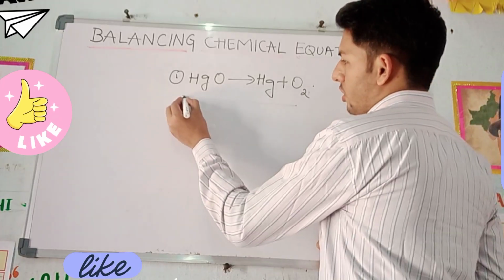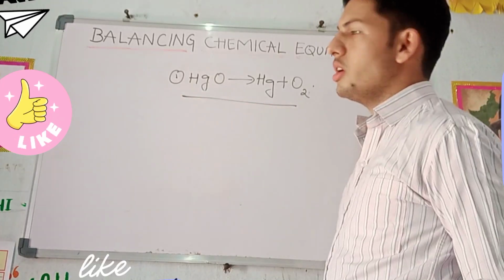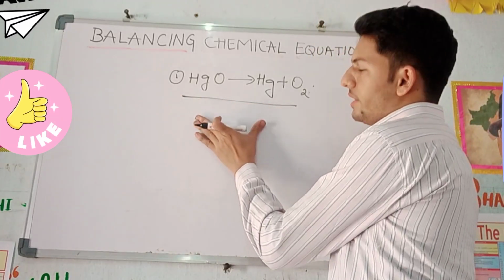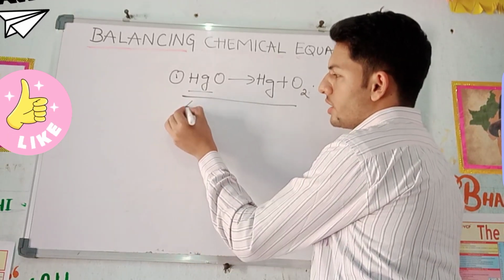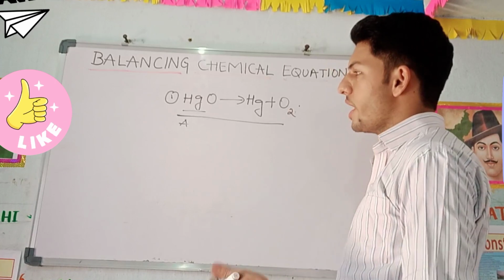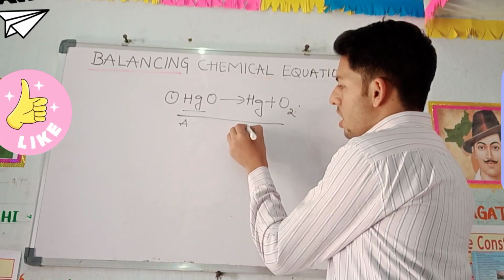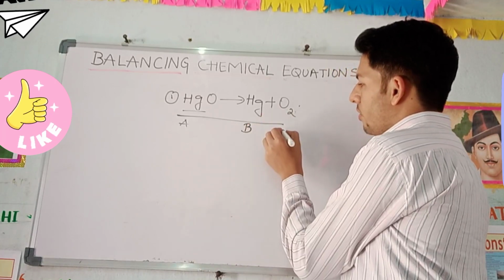We have a chemical equation, and we have to balance this equation. Now let's divide this equation into parts. As we have one reactant here, let's call it A. The other, Hg, as B, and the other one is C.